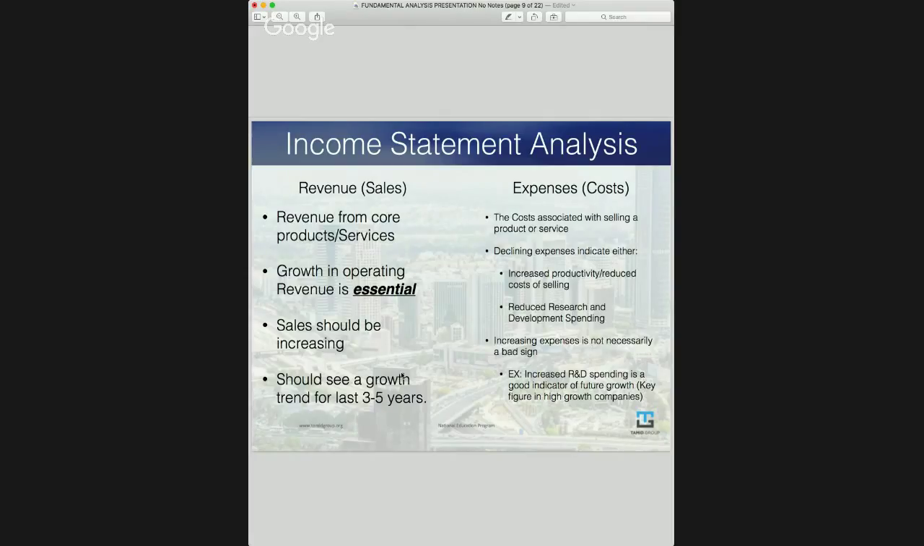Declining expenses indicate either increasing productivity or reduced costs in selling, or reduced research and development spending. Reduced research and development spending is not necessarily a good thing because it reduces your ability to make profits in the long run. Increased expenses is not necessarily a bad sign. You want to know what caused the increase in spending. Example, if the increase in spending was caused by an increase in research and development spending, it's a good indicator of future growth.